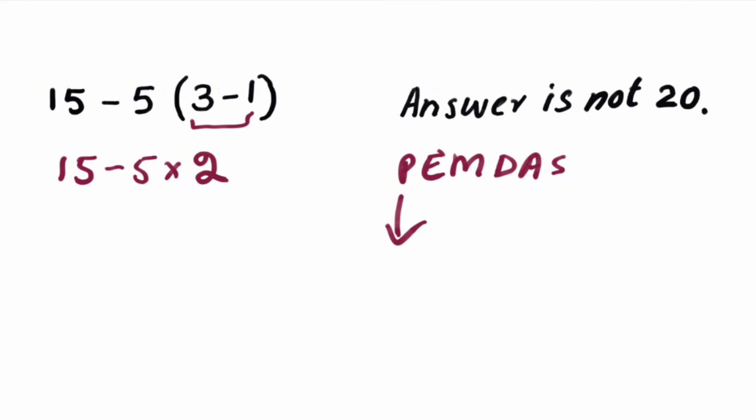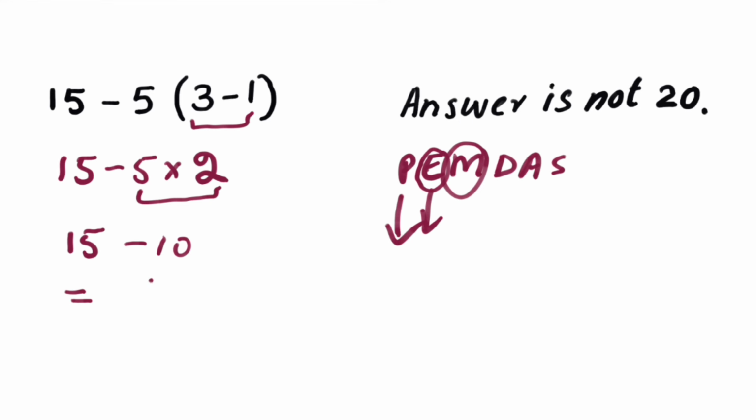Now according to PEMDAS, exponents are not involved in this, so we have to multiply, which is 5 times 2. So we will get 15 minus 10. So 15 minus 10 will be equal to 5, which will be our correct answer.